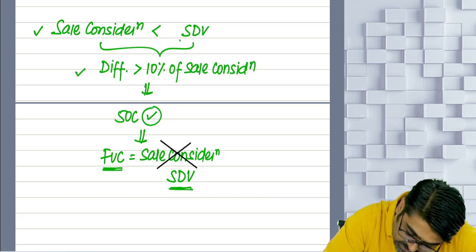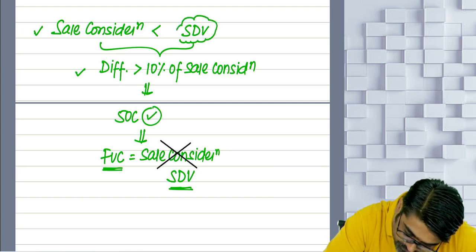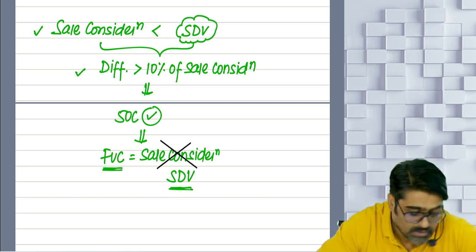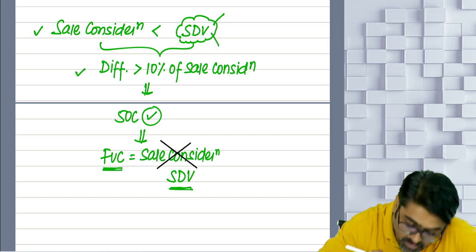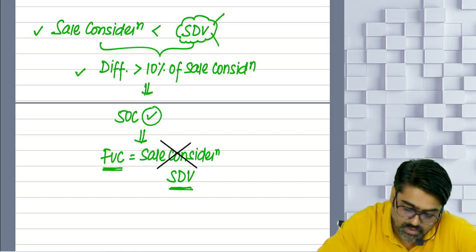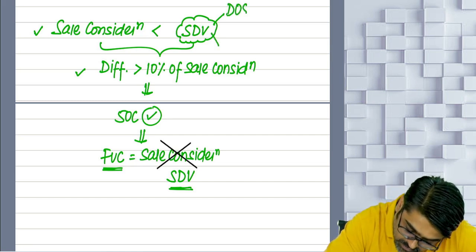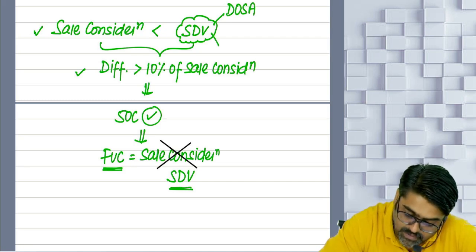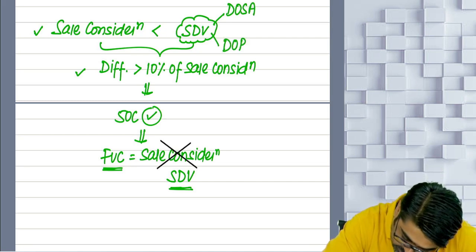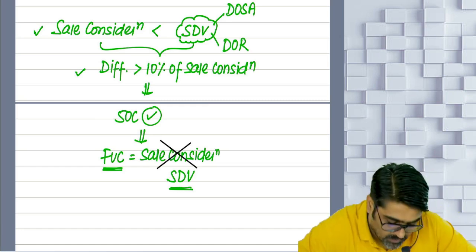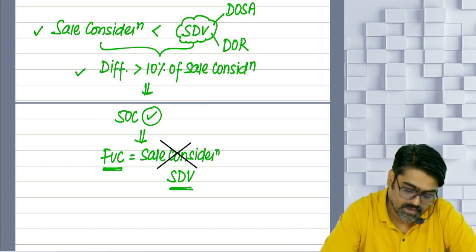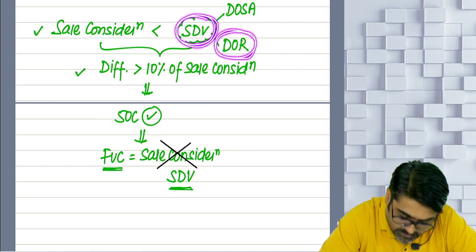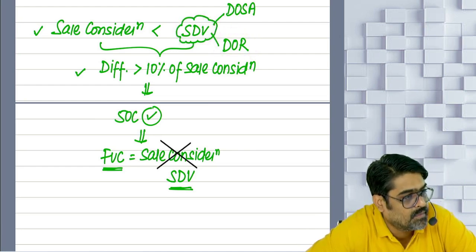And in the first condition you are taking what? Stamp duty value. Now this stamp duty value can be of two dates: date of sale agreement and date of registration. Which stamp duty value will you always take? Date of registration. But there is one exception.